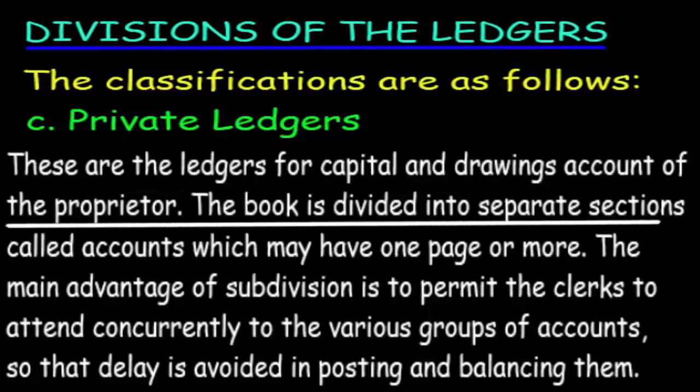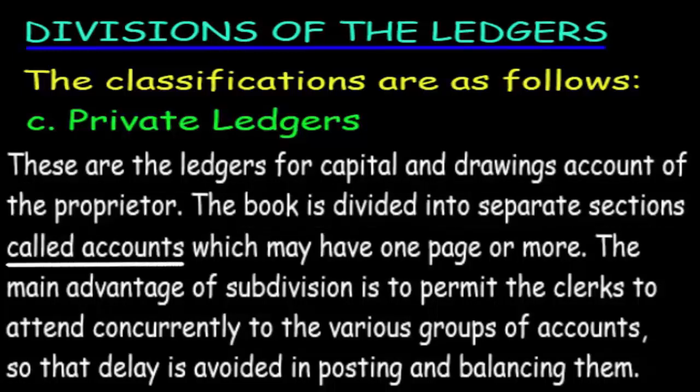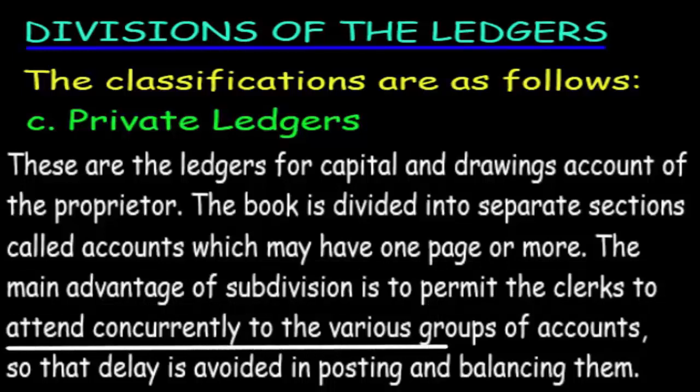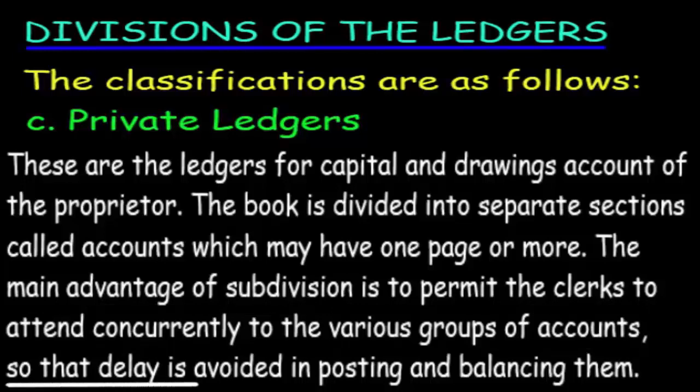The book is divided into separate sections called accounts, which may have one page or more. The main advantage of subdivision is to permit the clerks to attend concurrently to the various groups of accounts so that delay is avoided in posting and balancing them.